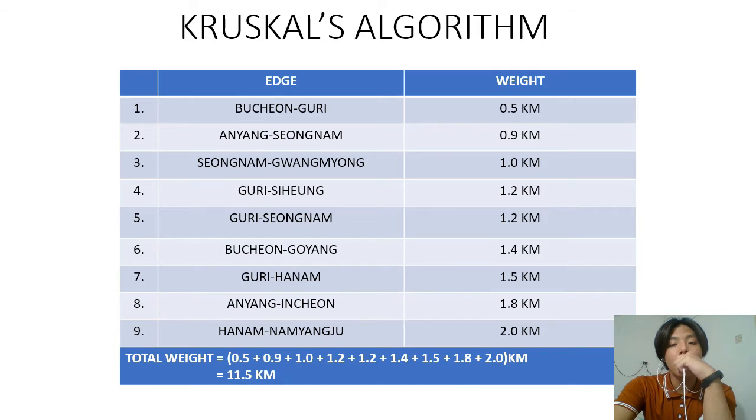And we will total all the weight of all the edges, and we will get 11.5 kilometers, which is the minimum spanning tree of this graph.